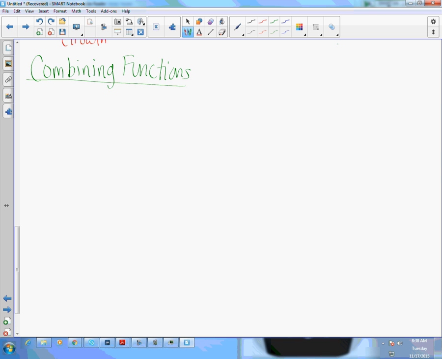Combining functions happens when you're given multiple functions and you have to perform operations on them.